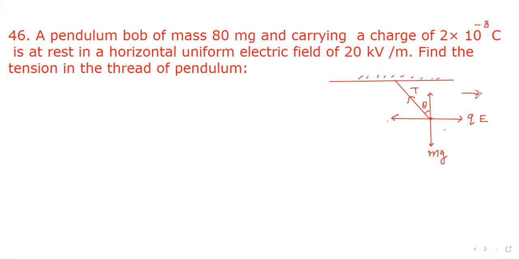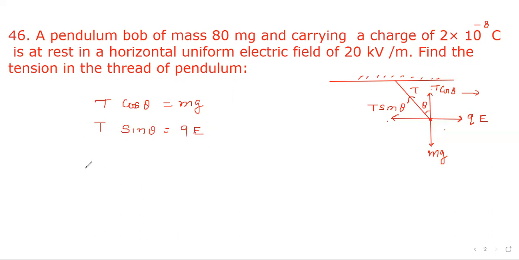So in this direction, there is electric field. So force on the charge Q will be QE in this direction, and weight will be mg, which will be in this direction. So here we have to take the two components. So component of T in this direction will be T cos theta, which will balance mg. So T cos theta equals mg, and in this direction it will be T sin theta. So T sin theta will be QE.